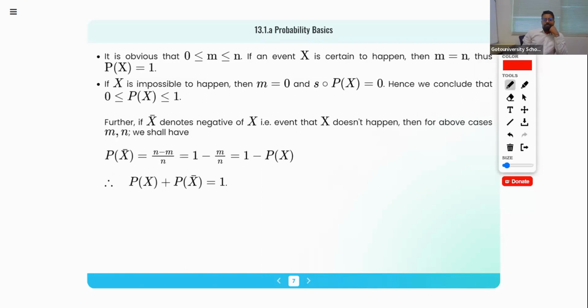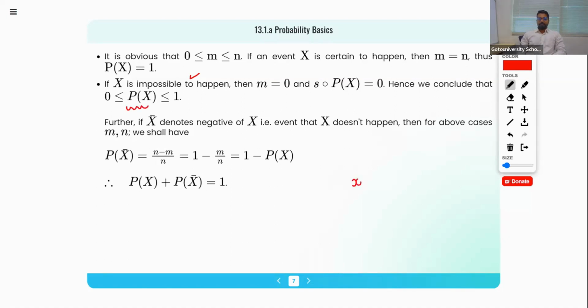It is obvious that if m is less than or equal to n and both of them are more than 0, and event x is certain to happen, then m is equal to n, thus P(x) is equal to 1. So if x is impossible to happen, then m is equal to 0, so P(x) is 0. Hence we can conclude that probability always lies between 0 and 1.